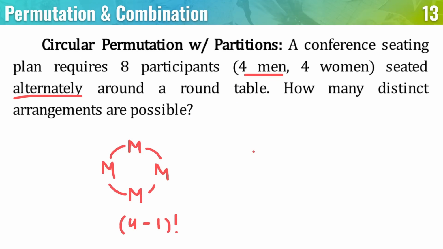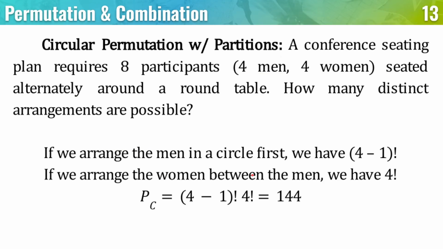Now, if you're going to arrange the women around them, so W, W, W, W, you do not need the minus 1 for the women because one of the men is already the starting point. So you simply have 4 factorial. So again, when you have circular permutation with partitions, do not apply the negative 1 to the other factorial. So that's going to give us 4 factorial times 3 factorial, or 144.